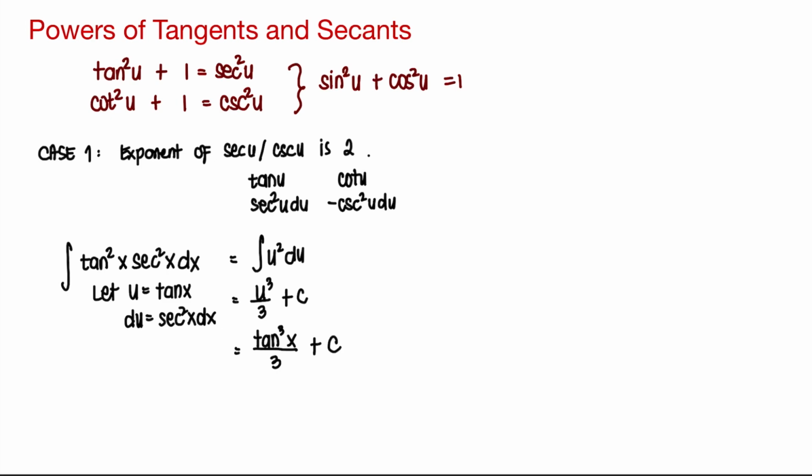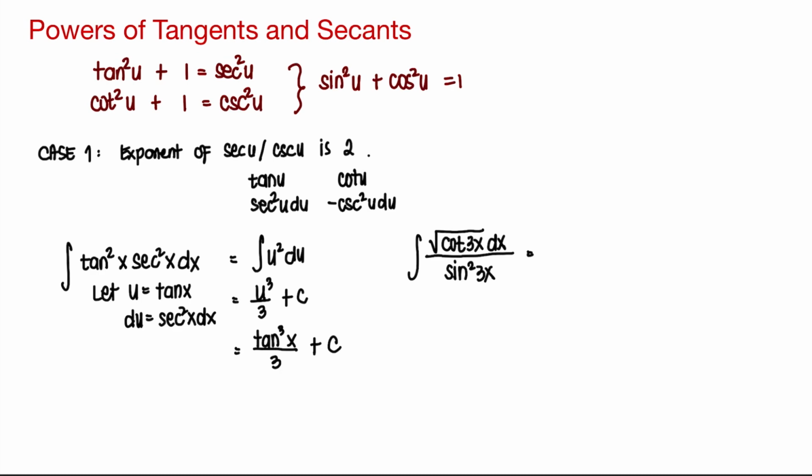Okay, another example: we want to evaluate the integral of, let's say, the square root of cotangent of 3x dx over sine squared of 3x. In this example, we don't see a cosecant raised to the power of 2. However, we have sine squared 3x in the denominator, and we know that the reciprocal of sine squared is cosecant squared.